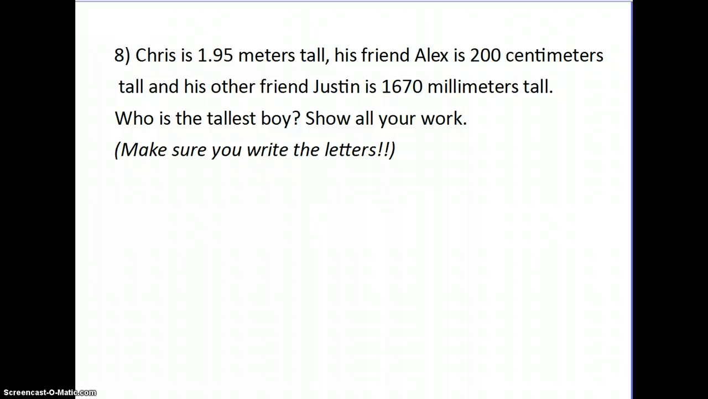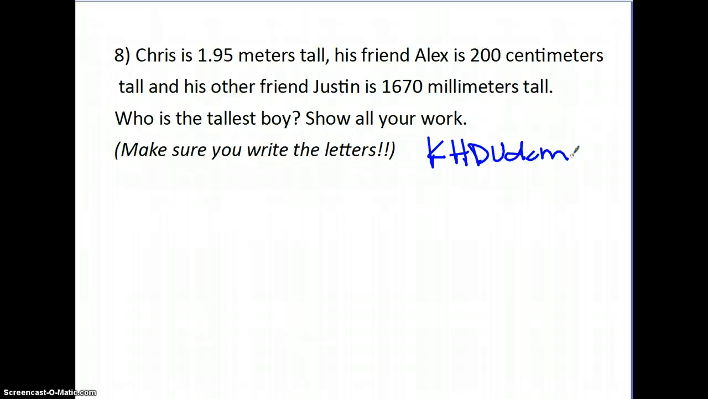Number 8. Chris is 1.95 meters tall. His friend Alex is 200 centimeters tall. And his other friend Justin is 1,670 millimeters tall. Who is the tallest boy? Show all of your work and write the letters. So I'm going to write my letters: K, H, D, U, D, C, M.